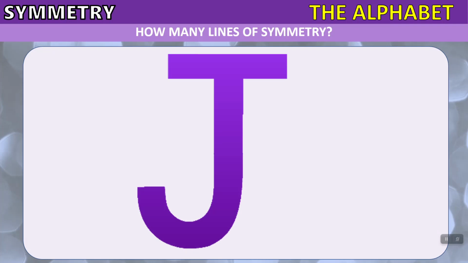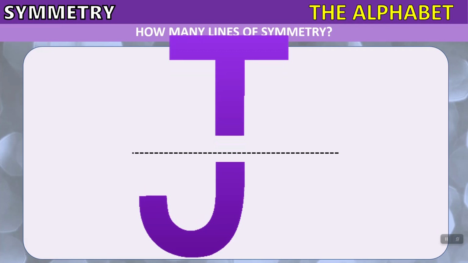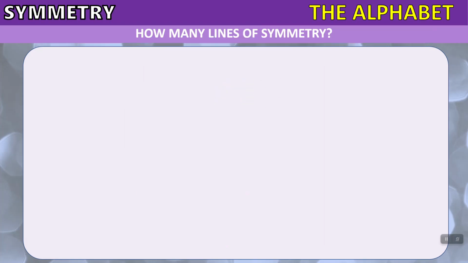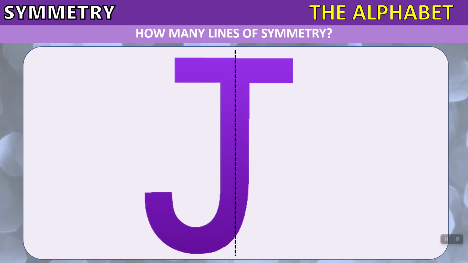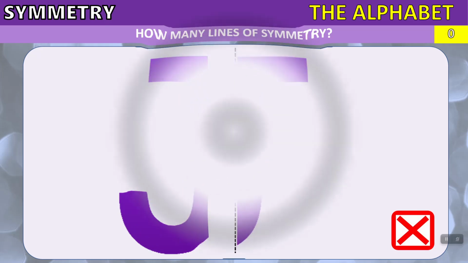What about J? If we drew the line of symmetry in this direction, we can see that the top doesn't look like the bottom, and so that is not a line of symmetry. And drawing it from top to bottom, again, the left doesn't look like the right, and so that is not a line of symmetry. J has 0 lines of symmetry.